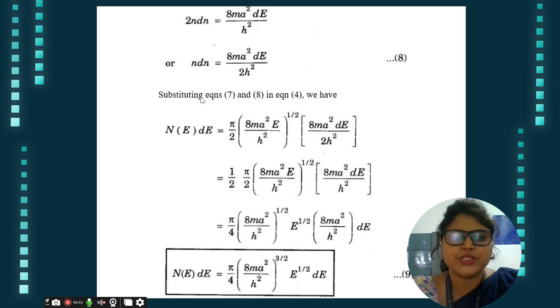Now, substituting equations 7 and 8 in equation 4, we have the number of energy states equal to pi by 2 × (8ma²E/h²)^(1/2) × 8ma² dE/2h². So 1 by 2 and pi by 2 will become pi by 4. (8ma²/h²)^(1/2) into 8ma²/h²: 1 by 2 plus 1 will become 3 by 2. So pi by 4 (8ma²/h²)^(3/2) E^(1/2) dE into g.